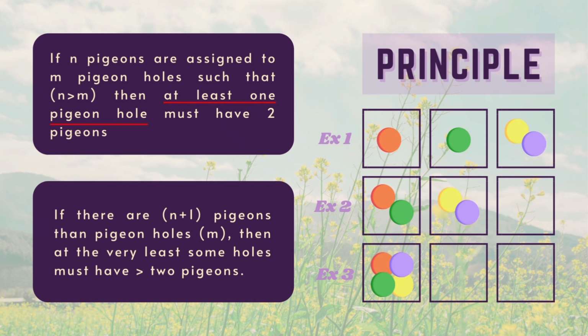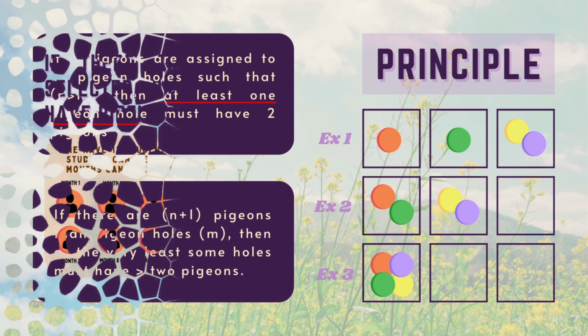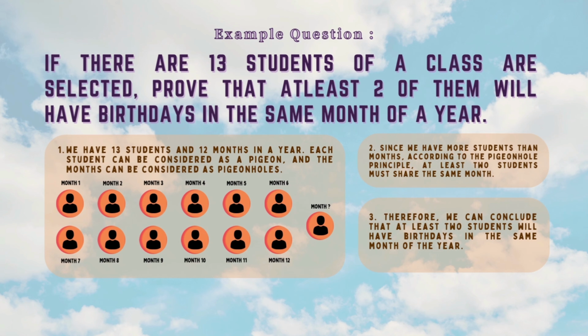Now let's move on to the last one. The last one here only has one square filled and the two others not filled. But it's still correct because there's one pigeonhole that must have at least two pigeons, and we have four pigeons, or four circles, here, which is still correct because there's one square that is actually filled with more than two pigeons. Next, we're going to move on to the example question.